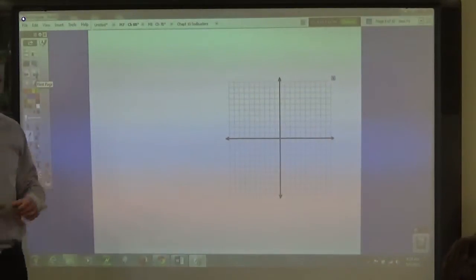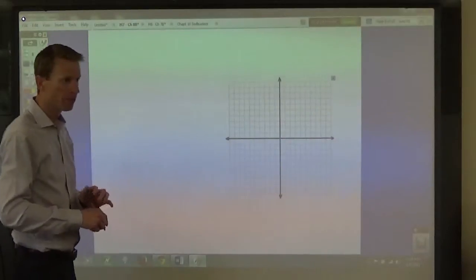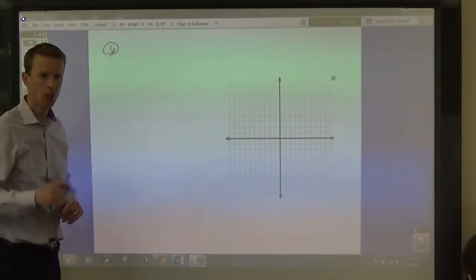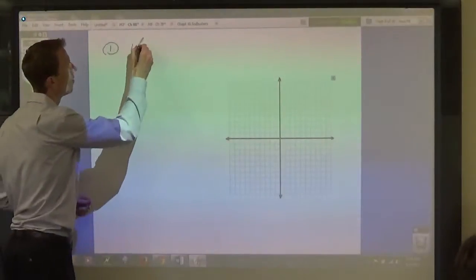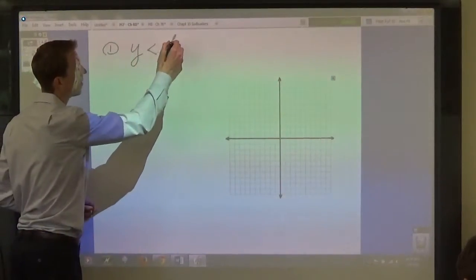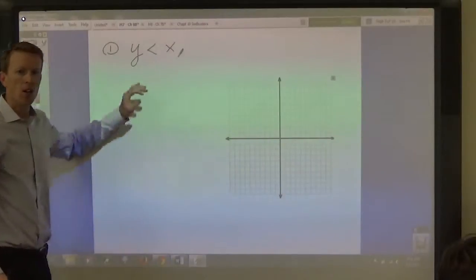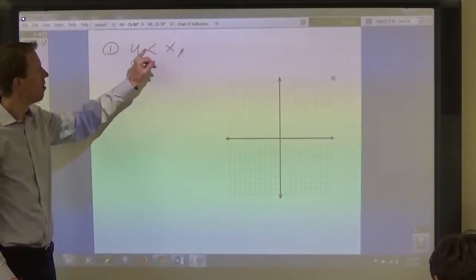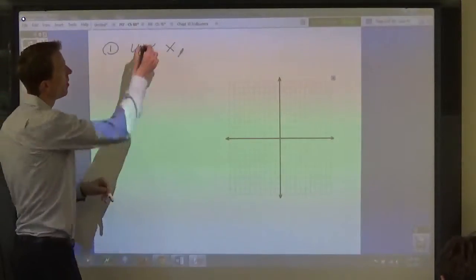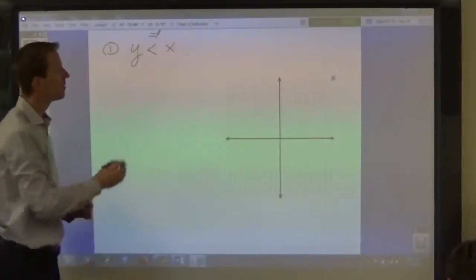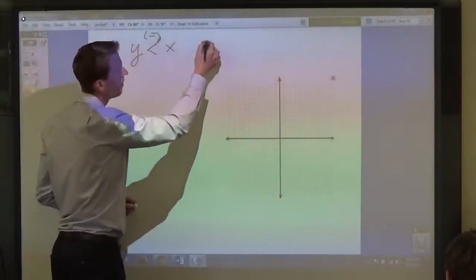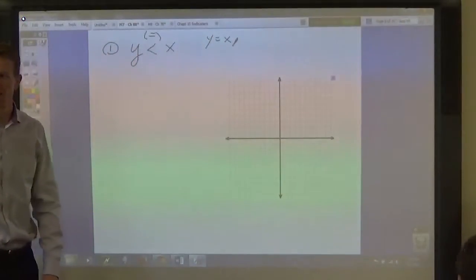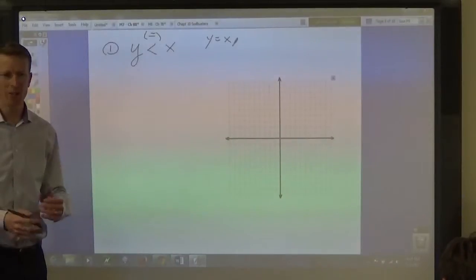So let's start with number 1 on the back side. Read the inequality. Joey, you got it? Y is less than X. All right. Now, the first thing I want you to do is think about this and pretend that this is just an equal sign. If it said Y equals X, you would know what to do, right?